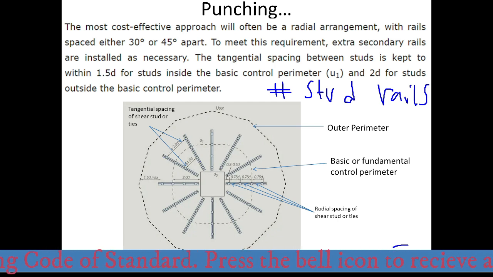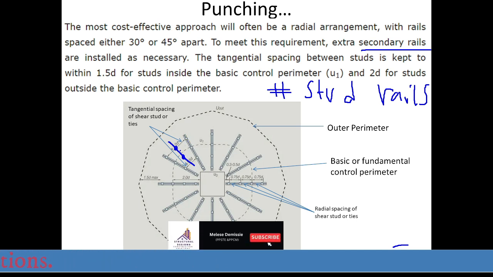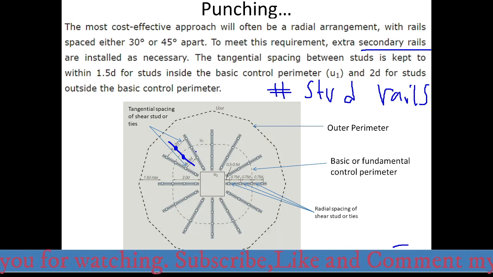In order to achieve these requirements, we need to provide secondary rails. For example, if this distance exceeds 2d, we need to provide secondary rails so that the distance between two consecutive rails is reduced. That means it should not exceed the maximum limit provided by the code. So all those are the basic rails, and all those are the secondary rails.